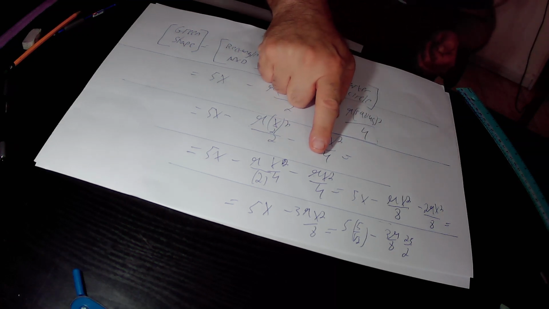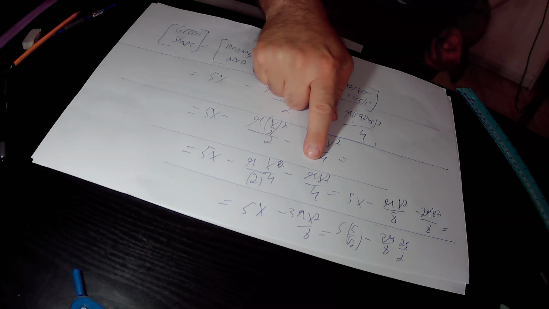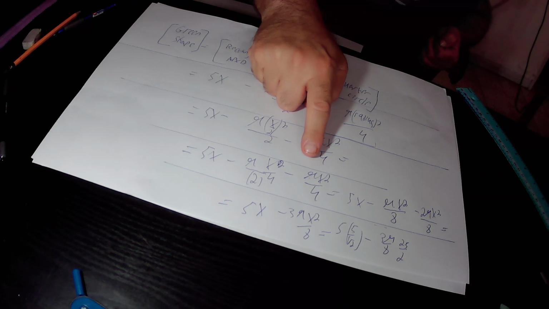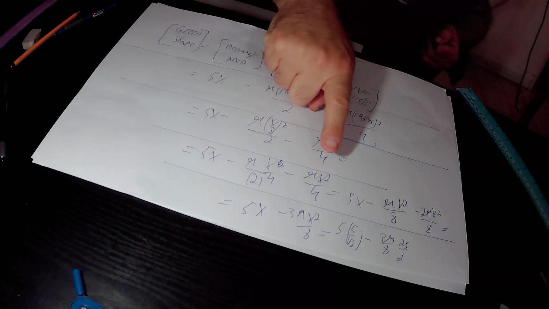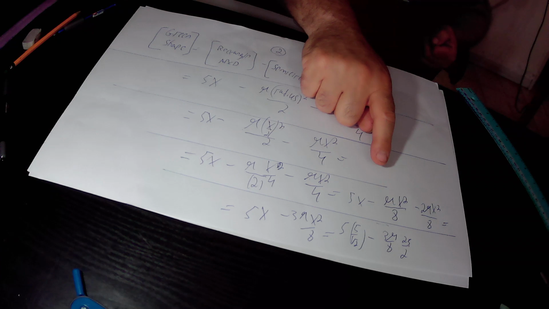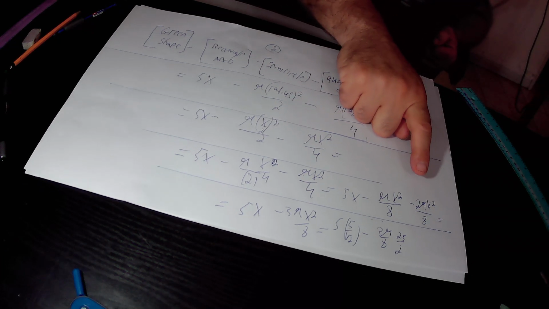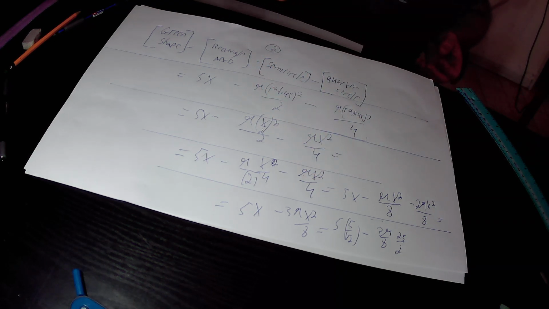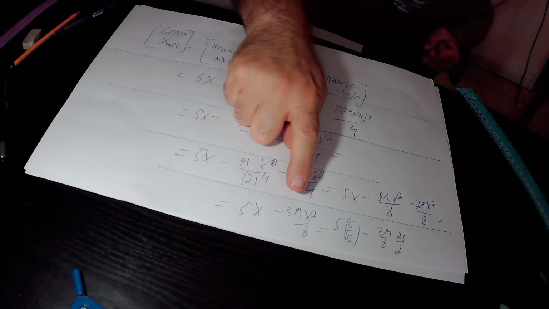Here we multiply both the numerator and the denominator of this expression by 2 in order to have a common factor with this expression. After we multiply, this expression will be equal to 2 pi x squared over 8. So in total the area of the green shape equals 5x minus pi x squared over 8 minus 2 pi x squared over 8, which equals minus 3 pi x squared over 8. So in total the area of the green shape equals 5x minus 3 pi x squared over 8.